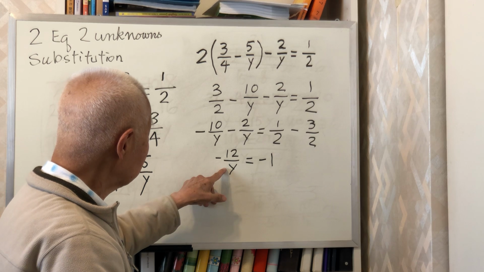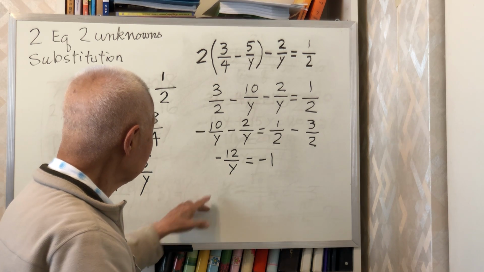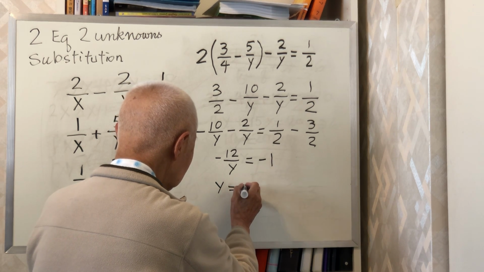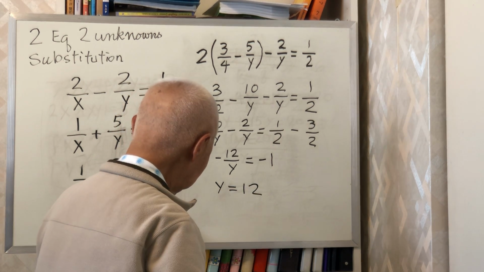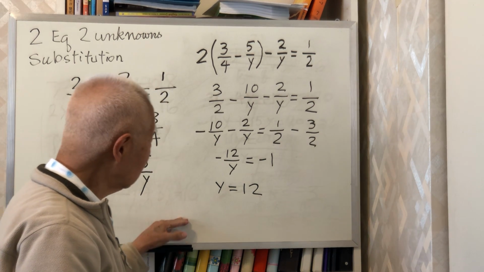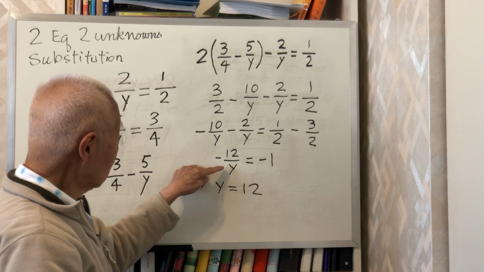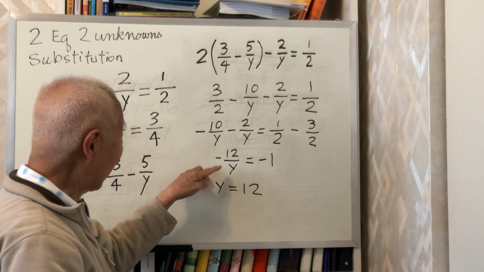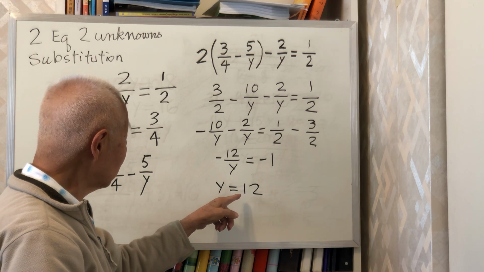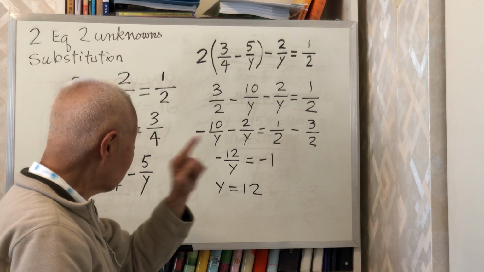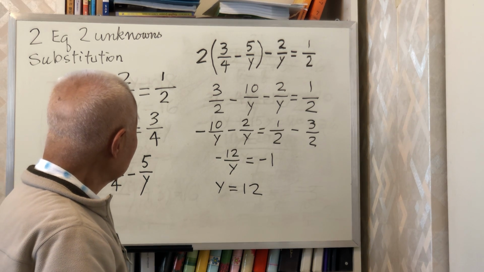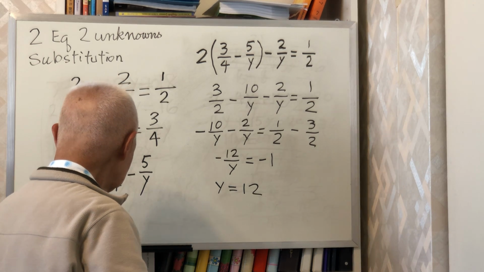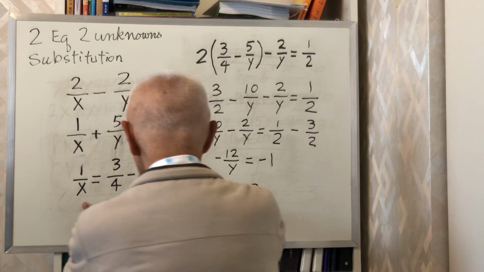So what is y? y is 12, correct? If y is 12, then minus 12 over 12 is minus 1. So y is 12. And then you can find x. Put 12 here.